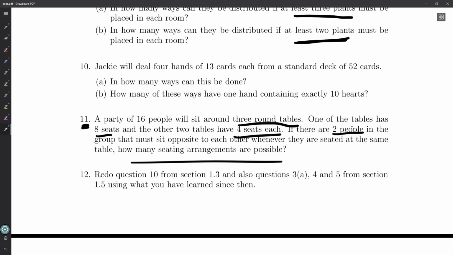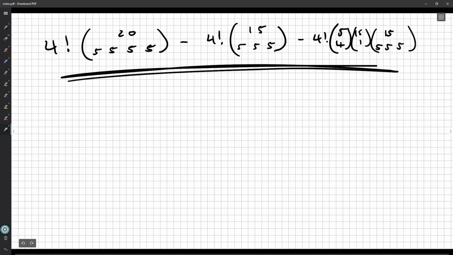Okay, so that draws my eye a little bit. 2 people, if they're sitting together, they've got to sit opposite one another. So, let's have a little bit of a think about this one. An immediate situation is, well, are those 2 people together or not? It's a good idea to point out cases.